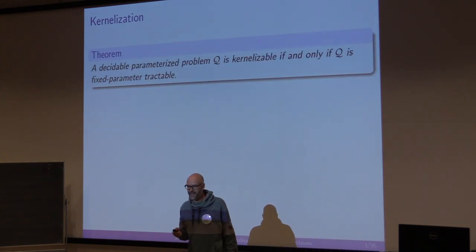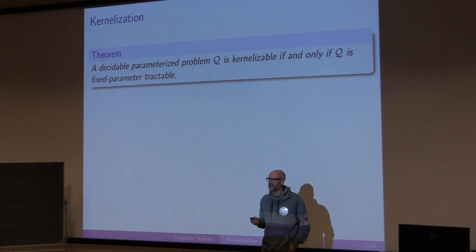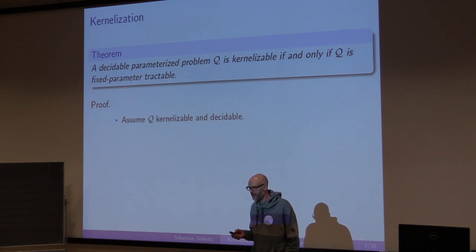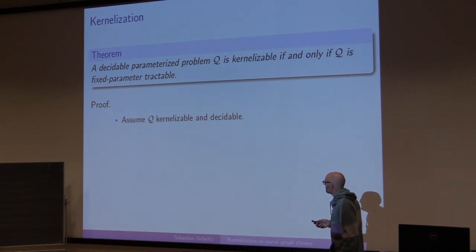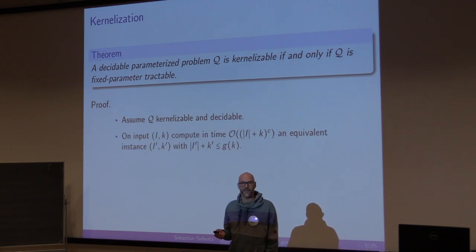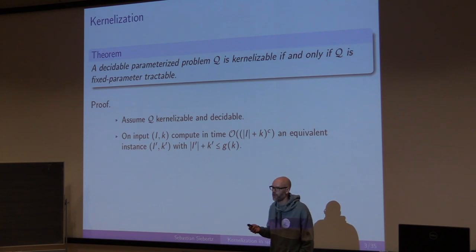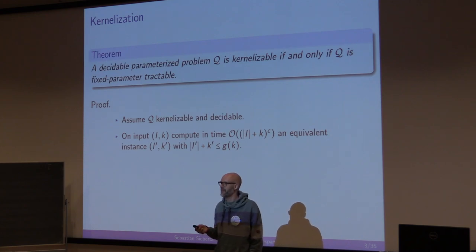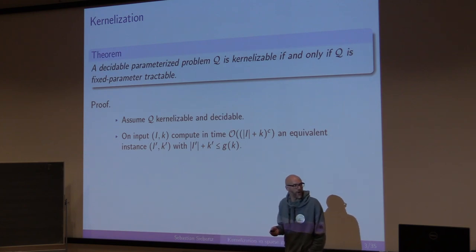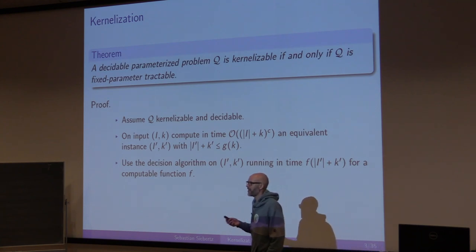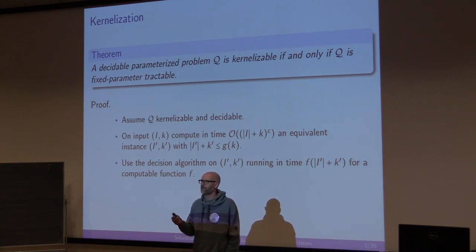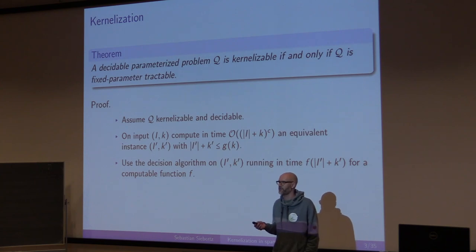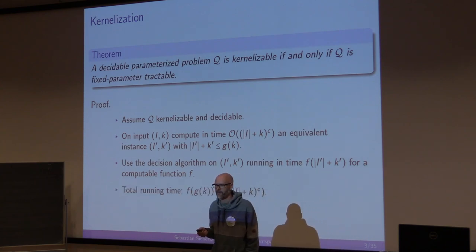So it's a very classical result that a decidable parameterized problem is kernelizable if and only if it's fixed parameter tractable. Right, so a very short proof for this. Assume that we have a kernelizable and decidable problem. We want to get a fixed parameter tractable algorithm for this. So on instance (I,k), we compute this equivalent instance from the kernelization algorithm, (I',k'), which is small. And now, because the problem is decidable, we have a decision algorithm running in time f of instance size for some computable function f, and we just apply this algorithm to this reduced instance, and we get a total running time f of g of k.